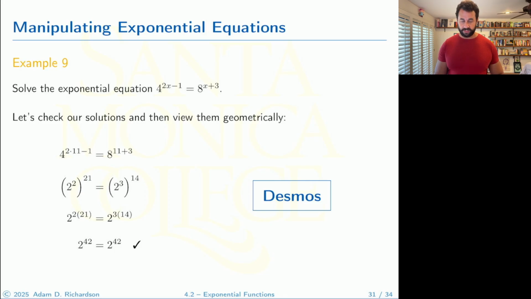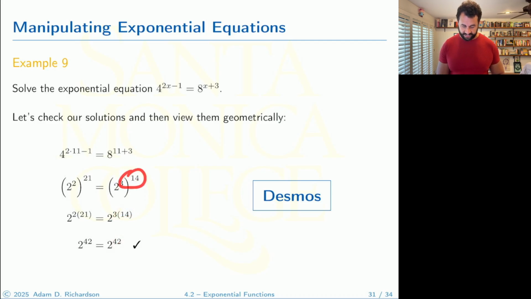I plugged in 11 directly for x right here. Then I did kind of the same manipulation I did before. I rewrote 4 as 2 squared and 8 as 2 cubed, just to make the arithmetic a little bit easier. 2 times 21 is 42, and 3 times 14 is also 42.